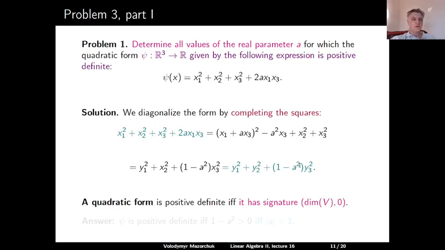A quadratic form is positive definite if and only if, in the diagonal expression for this form, all coefficients are positive. In other words, if and only if it has a signature, the dimension of the space, comma, 0. So in our form, all coefficients are positive if and only if 1 minus a squared is a positive real number. And this happens if and only if the absolute value of a is less than 1. This is the answer to problem 3.